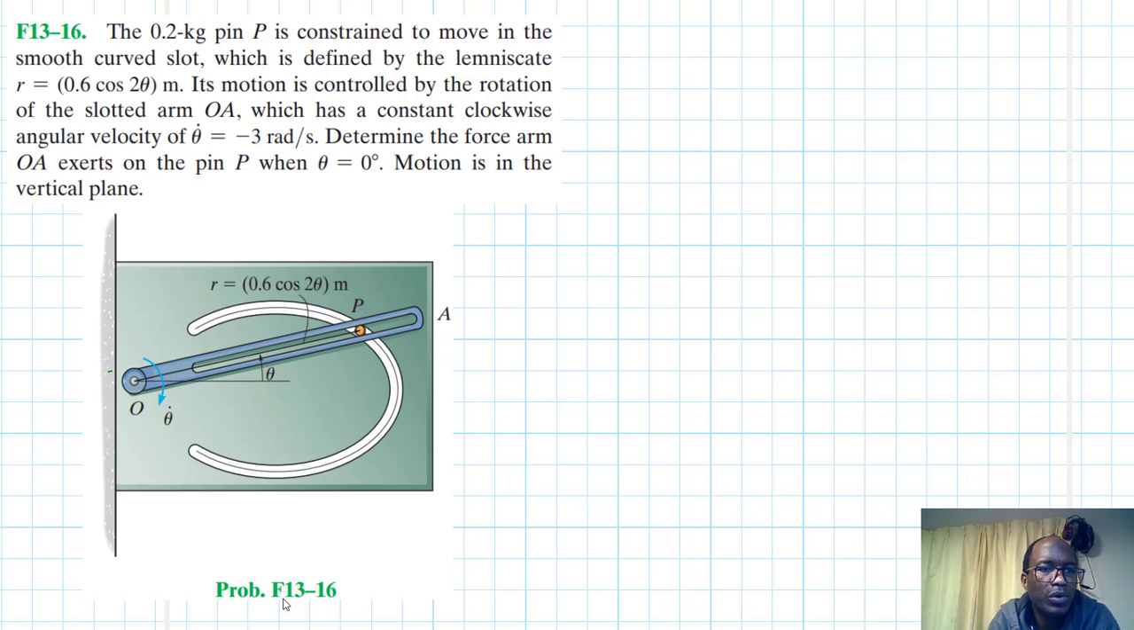The problem reads: the 0.2 kg pin P is constrained to move in the smooth curved slot, which is defined by the lemniscate r = 0.6 cos 2θ in meters. Its motion is controlled by the rotation of the slotted arm OA, which has a constant clockwise angular velocity of θ dot = -3 rad/s. Determine the force arm OA exerts on the pin P when θ is equal to 0 degrees. Motion is in the vertical plane.